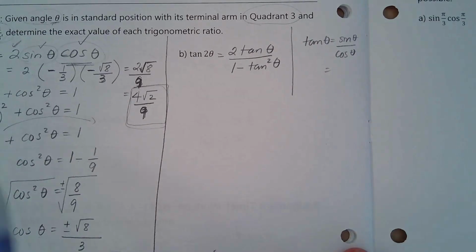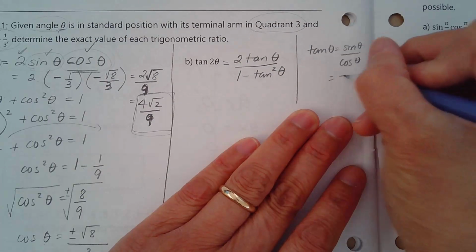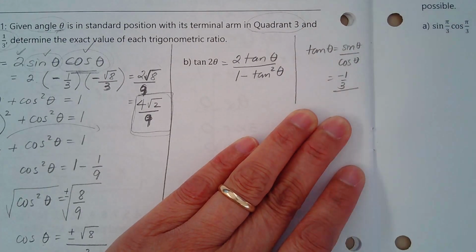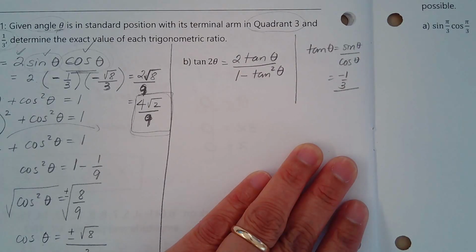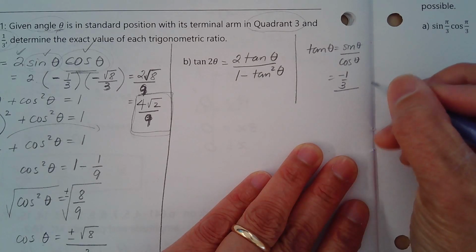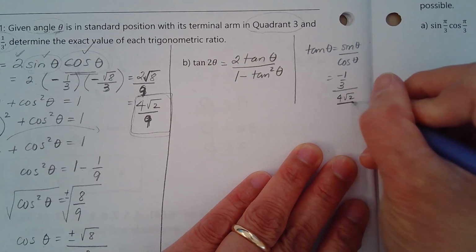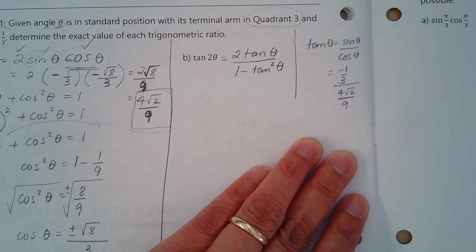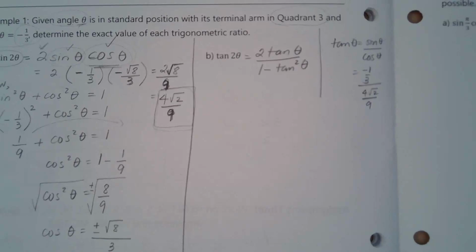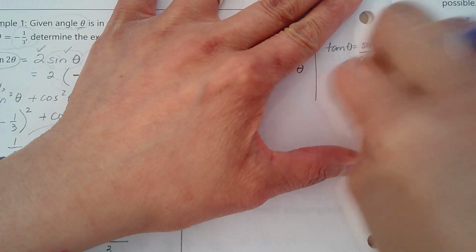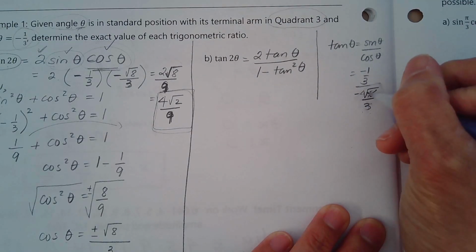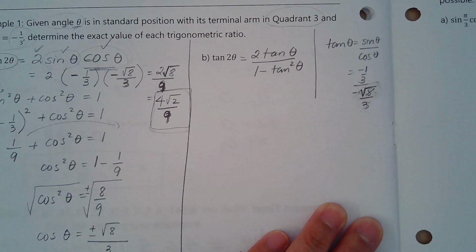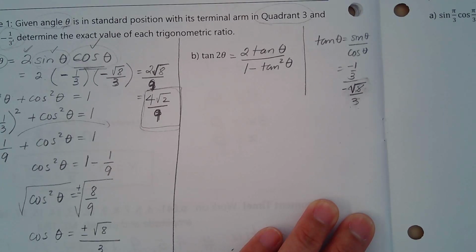Sine theta is negative a third over cos theta is 4 root 2 over 9. No, negative 8 over 3. No. Oh, 8, hold on. Negative 8 over 3. What am I doing? Negative root 8 over 3. Can we actually just break that up into negative 2 root 2 over 2? Yeah, we could do that too.